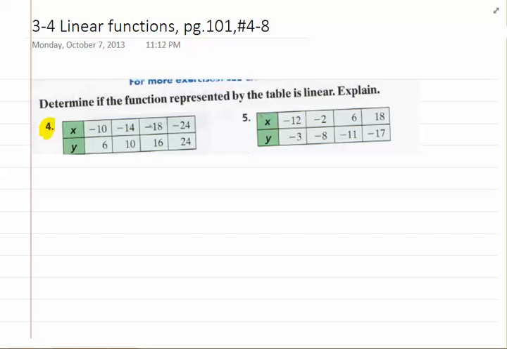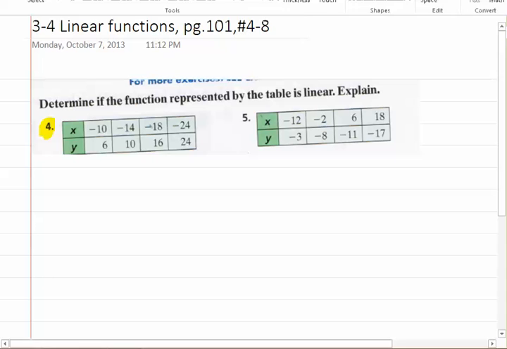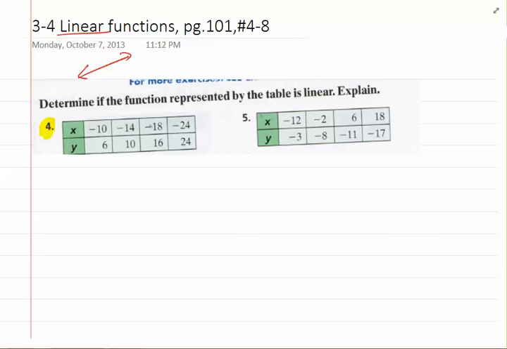Okay guys, today we're looking at linear functions, 3-4, page 108, number 4 through 8. And when you see the word linear, you should think of straight lines, okay? Something that has a linear function is something that either grows gradually, evenly, or gets smaller gradually and evenly. So for example, how do we determine if a set of numbers is linear? We look at how they are growing.